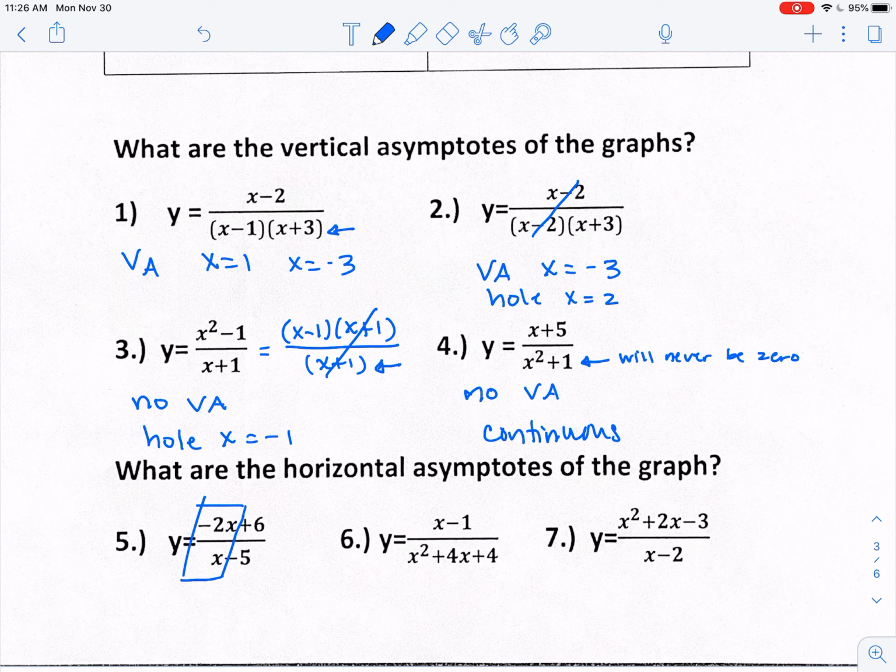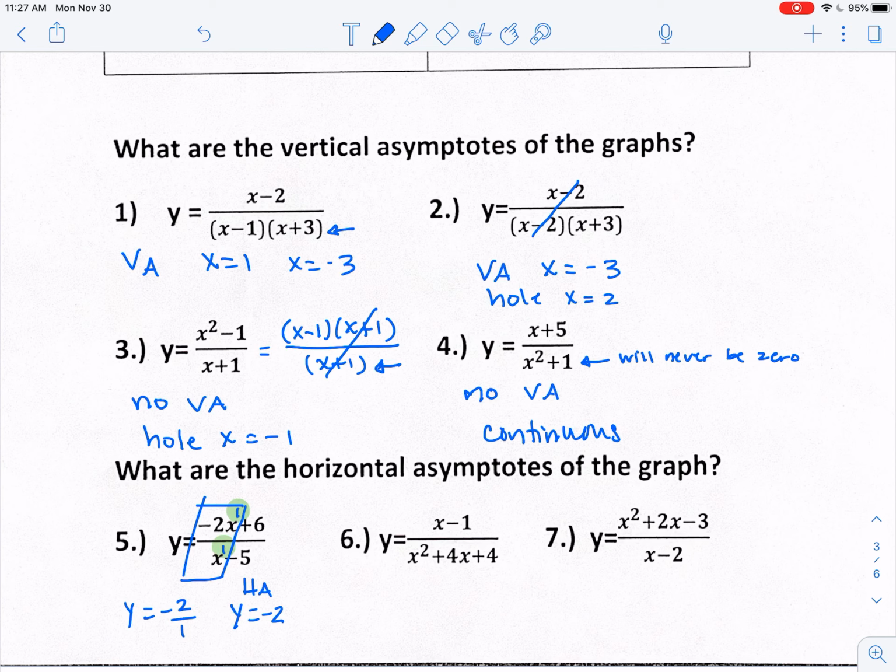The degree of the top, 1. Degree of the bottom, 1. Let me put that in there. That means we're going to divide negative 2 by 1. So y equals negative 2 is your horizontal asymptote. This is when the degree of the top equals the degree of the bottom.